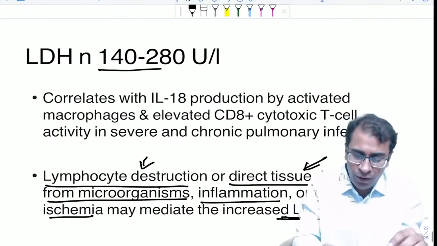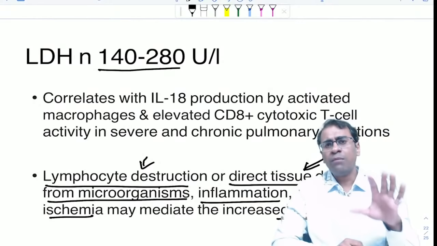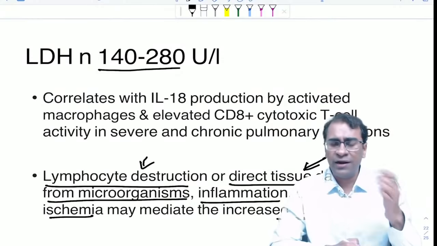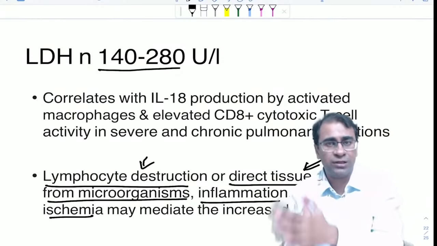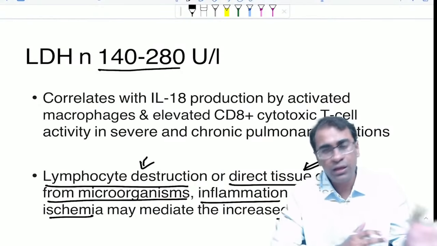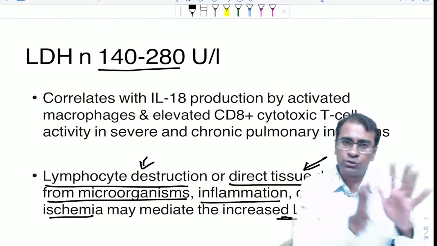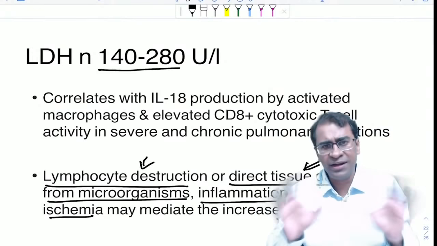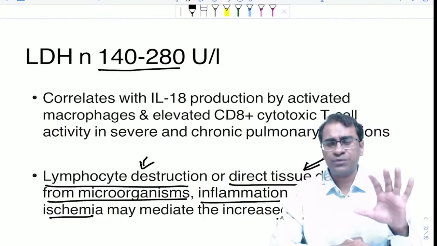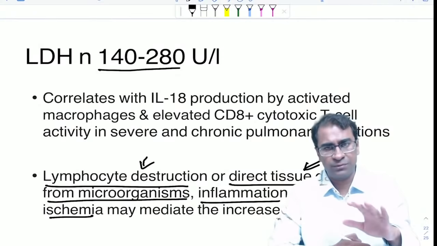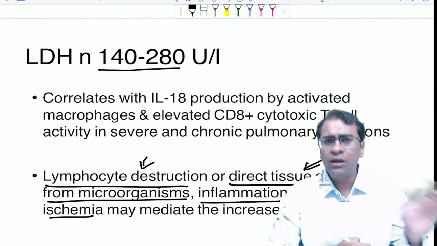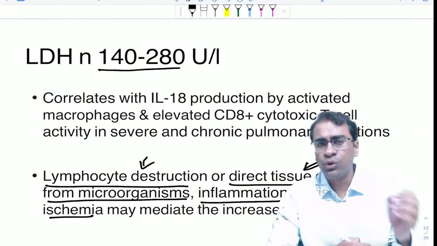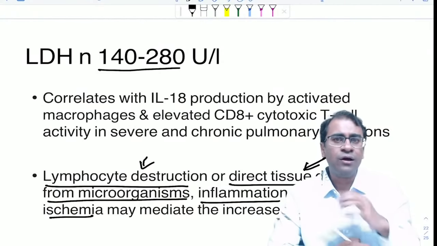Normal LDH is 140 to 280. LDH is one marker which is not very commonly used. But yes, some clinicians actually depend on LDH to look for the progressive worsening of the pulmonary symptoms. Why? Because the more the damage to the alveoli, the more LDH comes into the blood circulation, and it's a fairly good indicator that the patient is having worsening of the symptoms. So it is not a very commonly done marker, but yes, some clinicians often depend on LDH, correlating the increasing value with the high oxygen requirements.